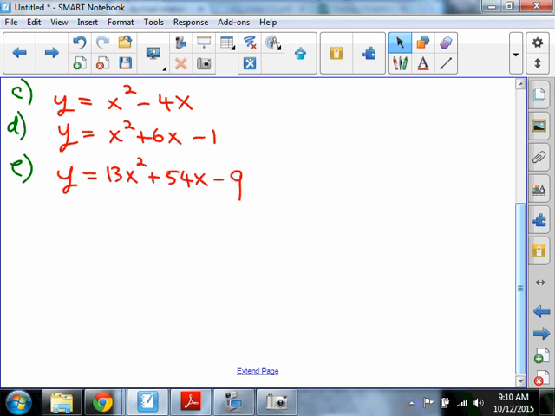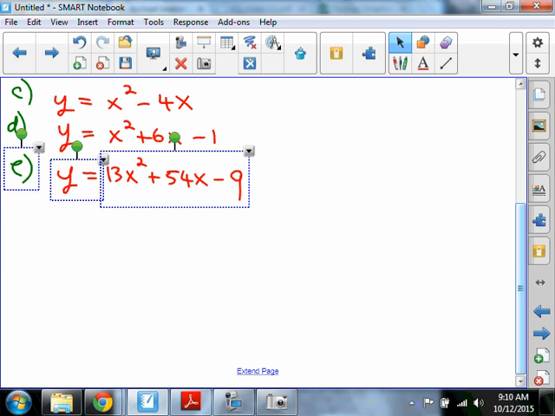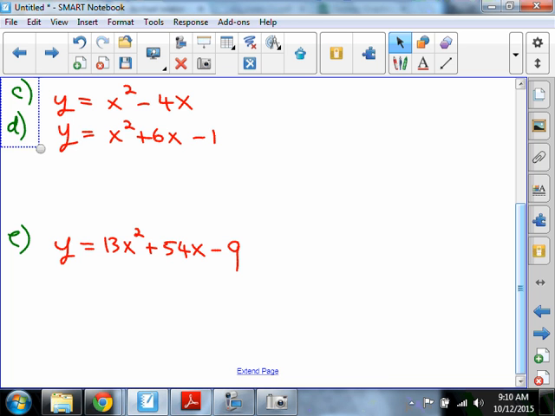Everybody think they know the vertex of that one? It's not 0, 4. It's not negative 4, 0. 1, 4, no. 0, 0, no. 1, 3, no. 1, negative 4, no. 1, 4, no.